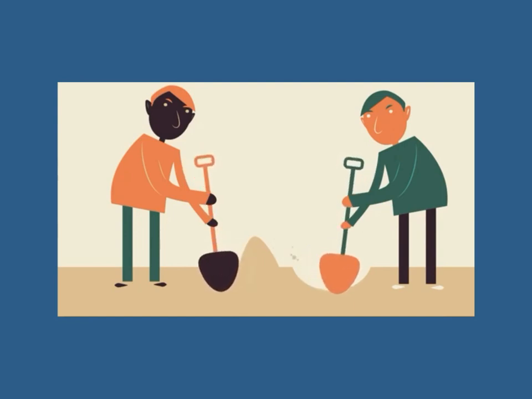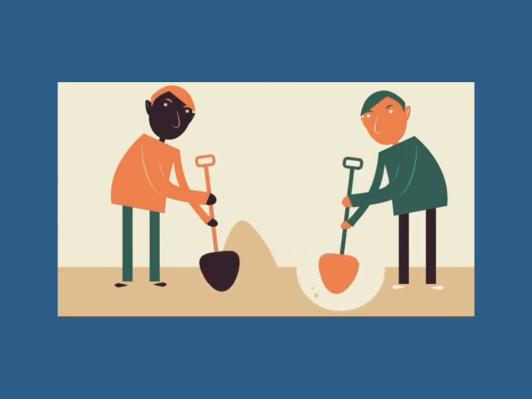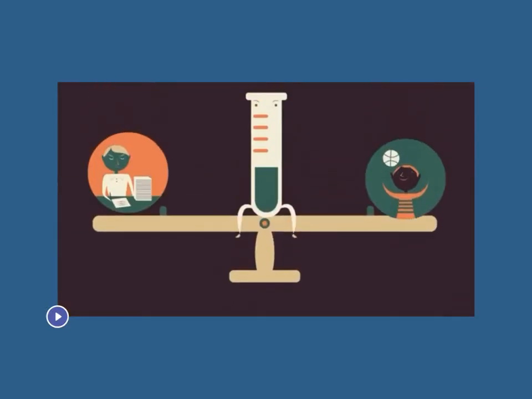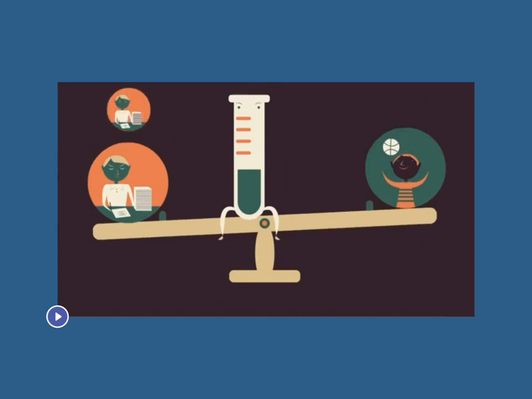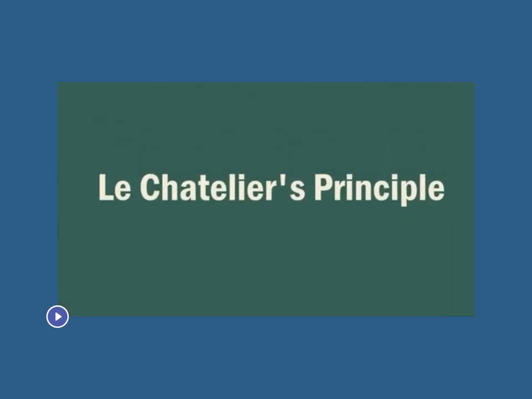If you start digging at a rate faster than refilling, the hole gets larger. In order to maintain a constant size of the hole, your friend must work harder to fill it faster. Following on the same idea, when a chemical system at equilibrium is stressed, the system works to restore equilibrium. This is Le Chatelier's principle.